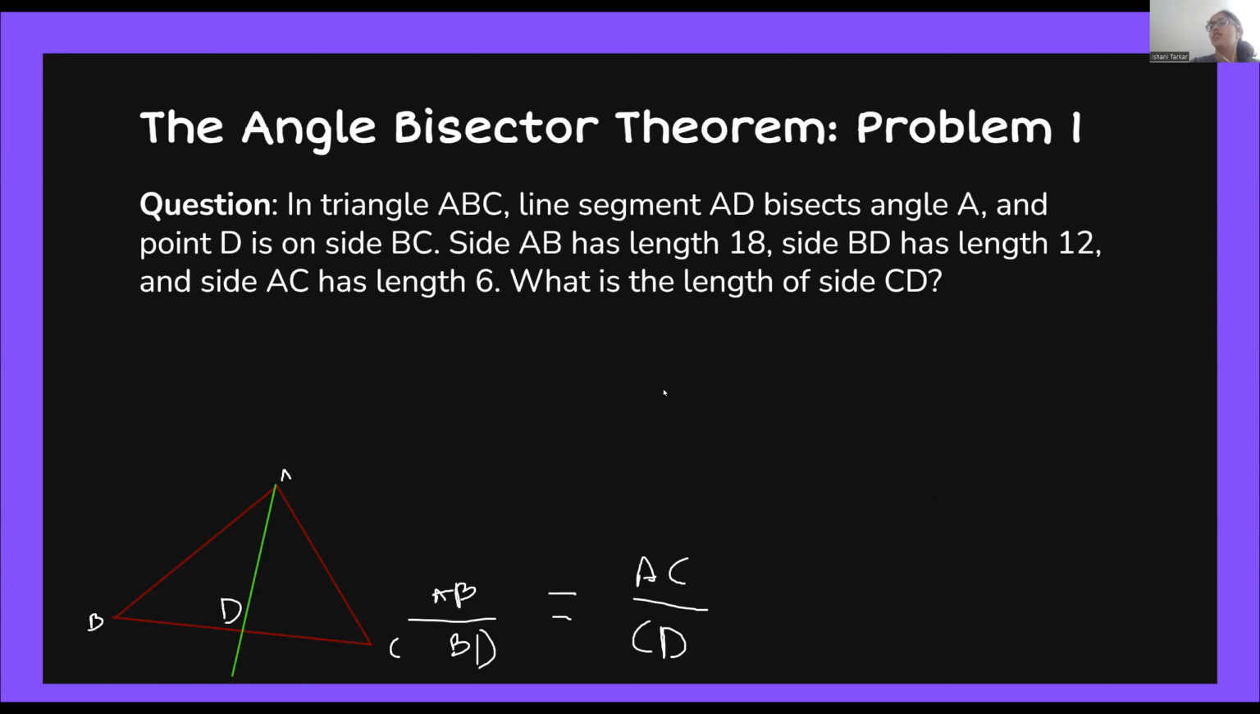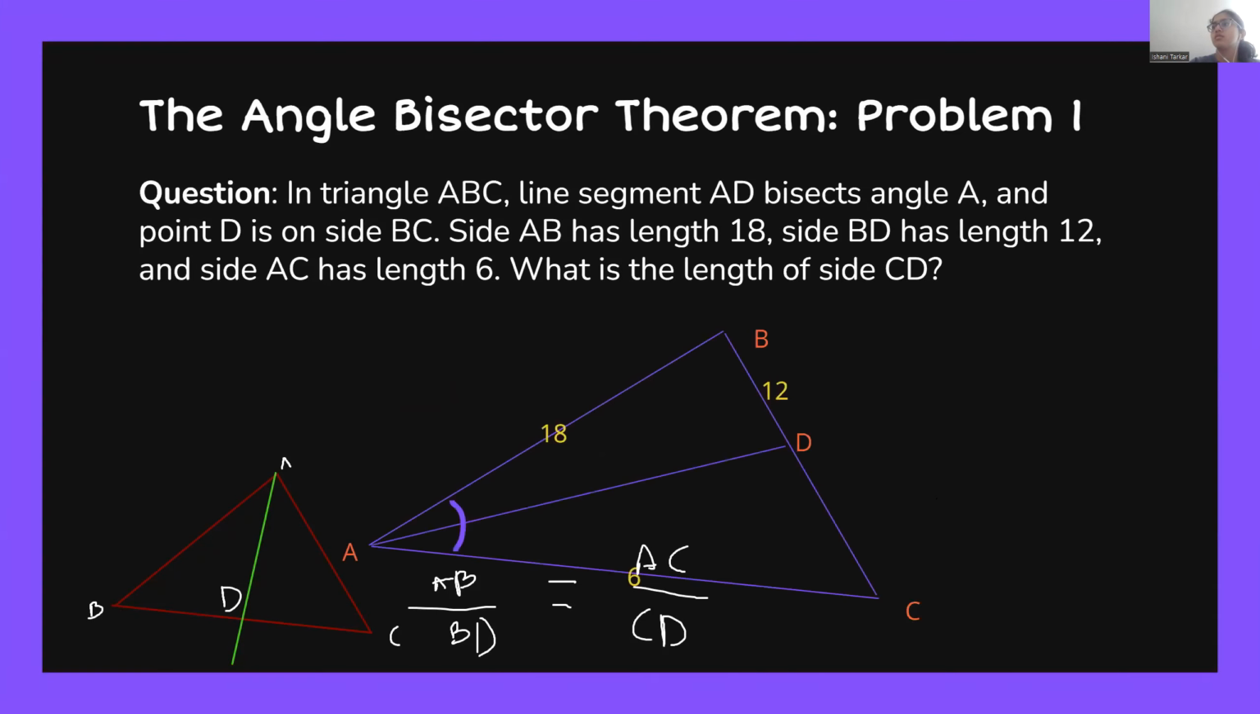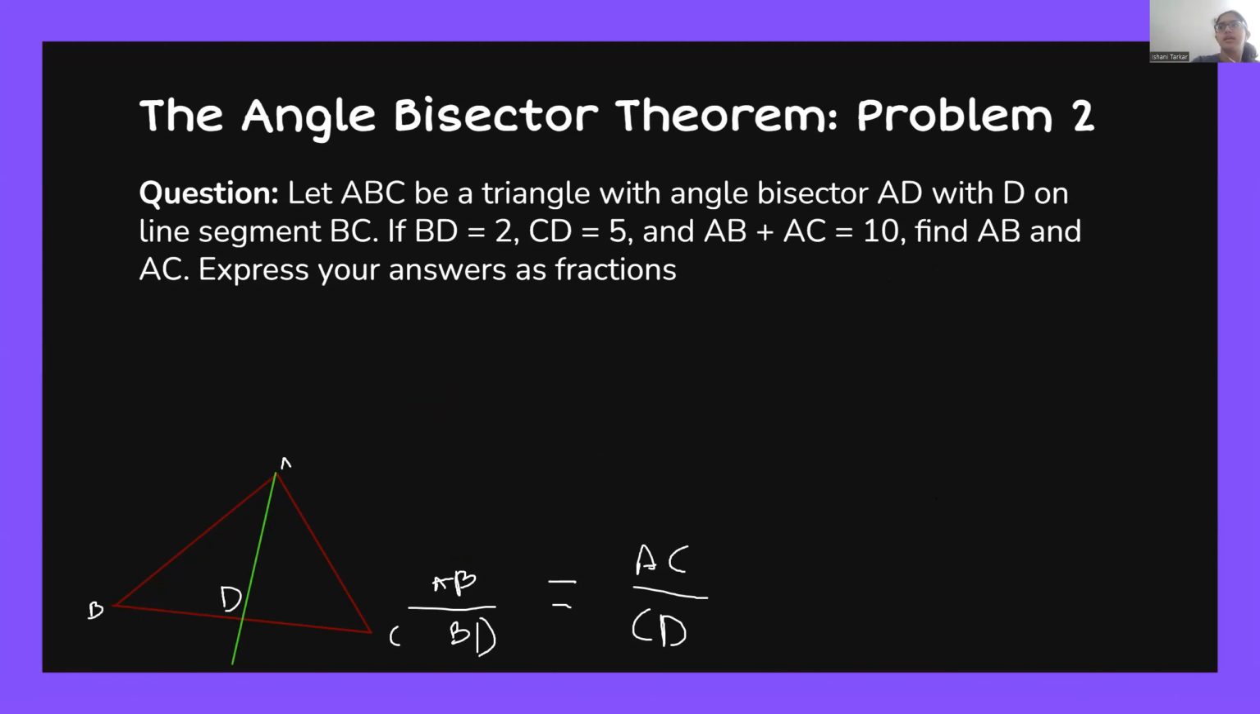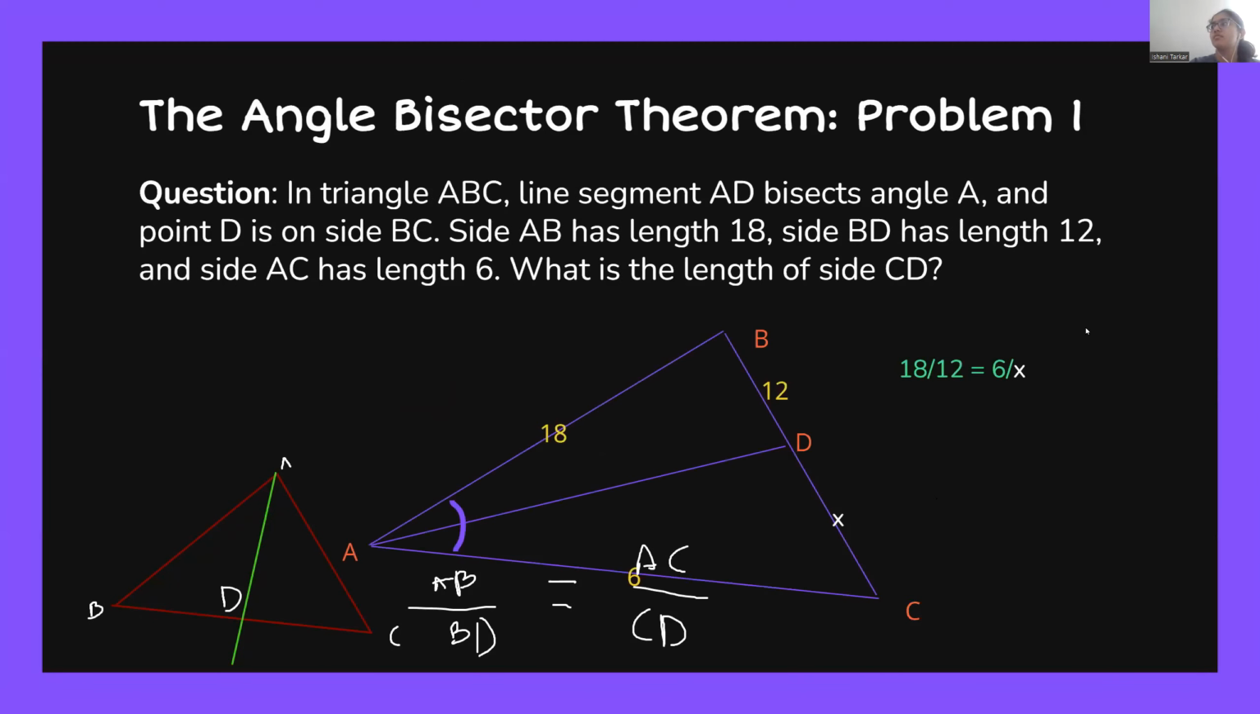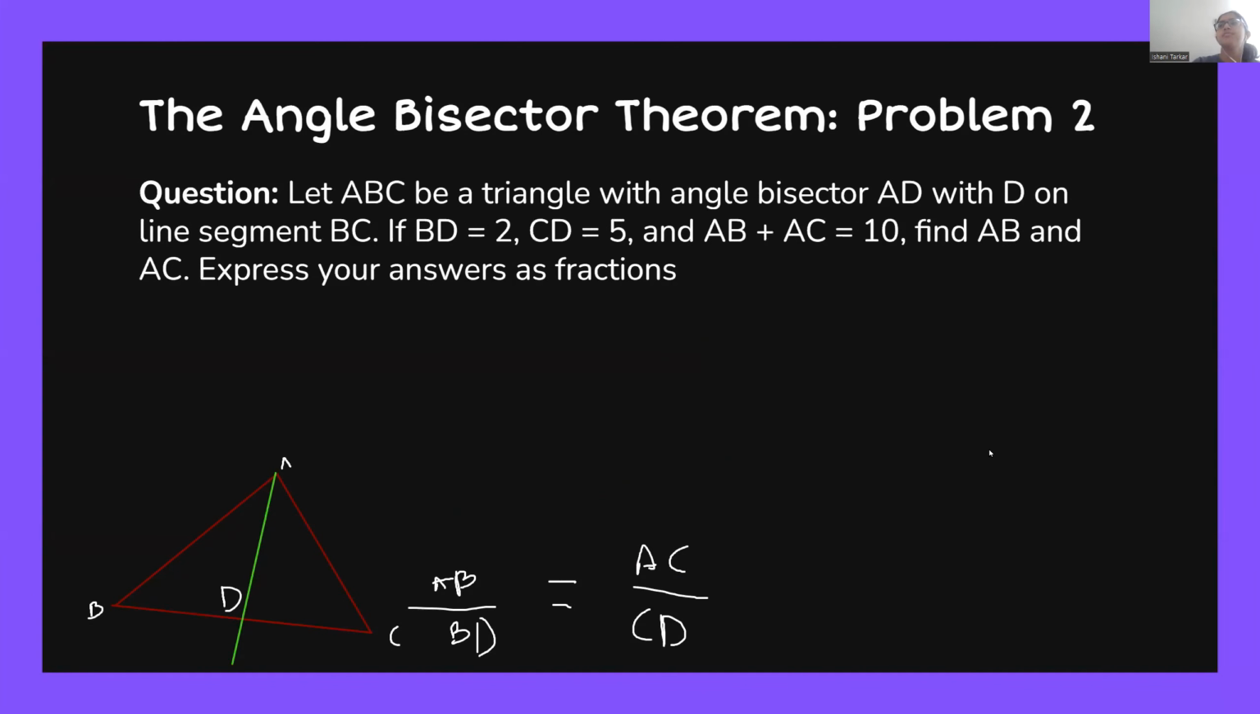If you have any questions, ask them. Again, remember this shows the same thing. Okay, problem 2: let ABC be a triangle with angle bisector AD with D on line segment BC. If BD is equal to 2, CD is equal to 5, and AB plus AC is 10, find AB and AC and express your answers as fractions.